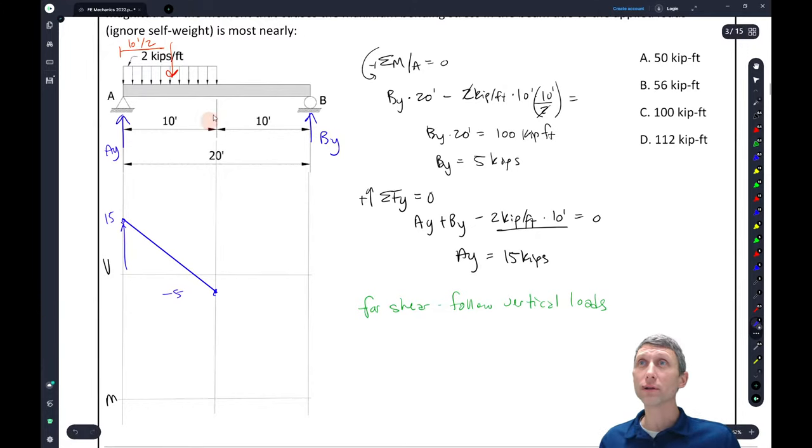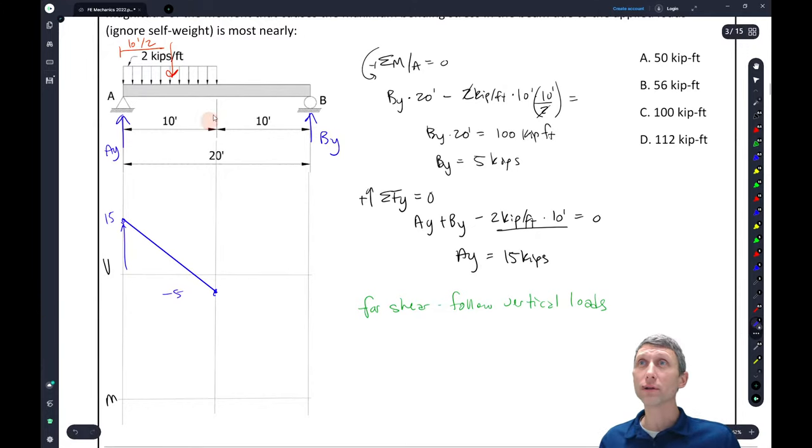So how do we do it? Well, we need to solve for the area of that triangle. We're just integrating this area. The area of a triangle is just equal to 1/2 the shear times some x distance. What's this x value? Well, the other thing we know is this slope here: for every 1 foot you go over, you drop 2 kips. So that informs us what x is. That means x is going to equal 15 kips divided by 2 kips per foot, or 7.5 feet.